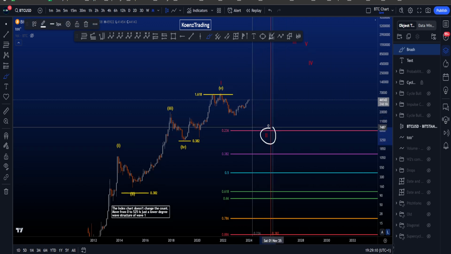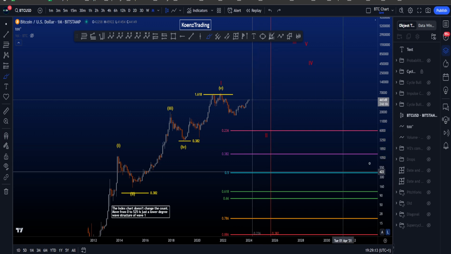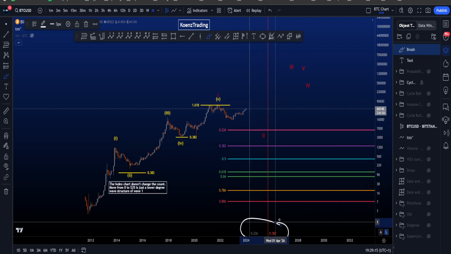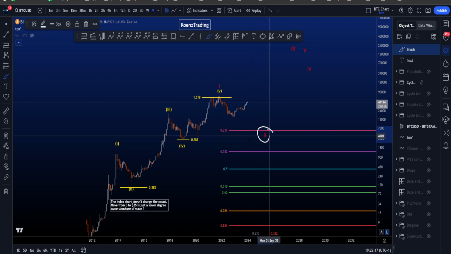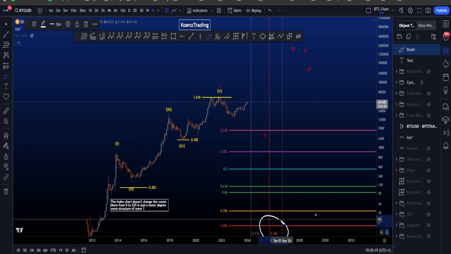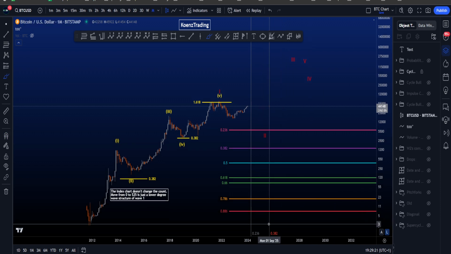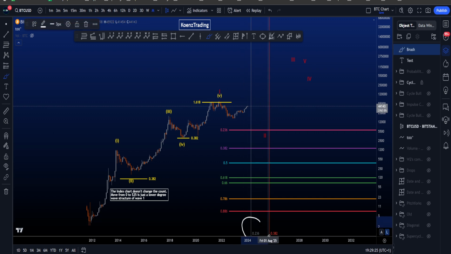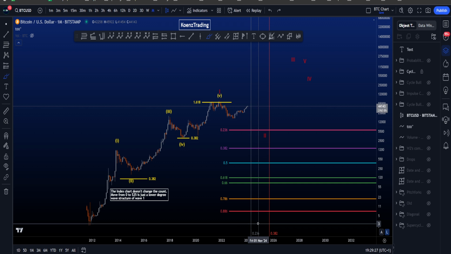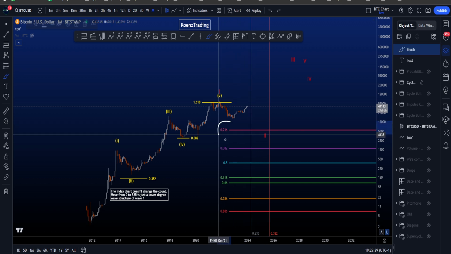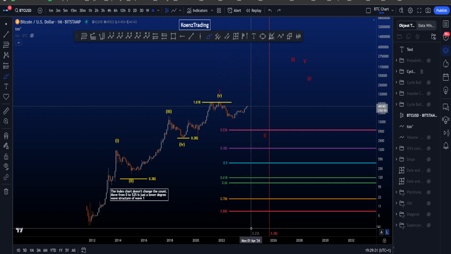Now also here you see two fib times, two vertical lines, the 0.236 and the 0.382. Preferably a wave 2 ends after the 0.382 fib time, which is sitting at the 1st of September 2025. But just to be sure, I also put the 0.236 on the chart, usually the minimum Fibonacci level over here, and this was sitting on April 2024.